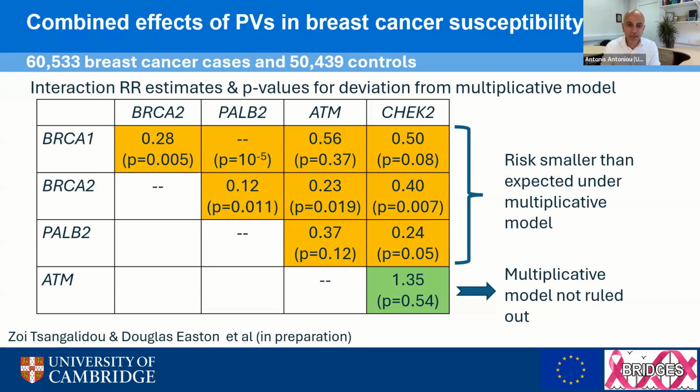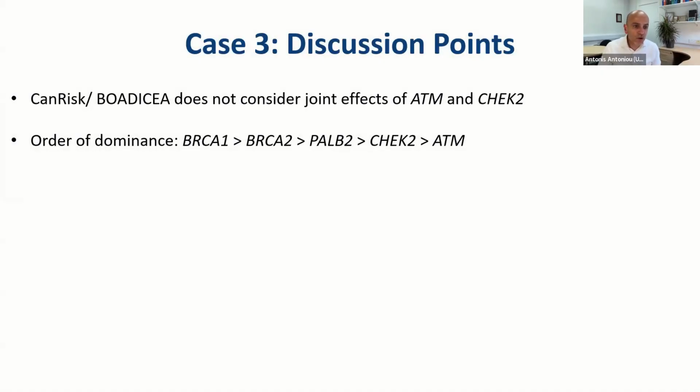So someone who carries an ATM and a CHEK2 variant, the risk will be much higher compared to carrying only one of those pathogenic variants. But unfortunately, when we developed CanRisk, this data were not available to model the joint effects. So it assumes a dominant model, and the order of dominance is what's shown here. For example, if someone carries PALB2 and a CHEK2 variant, the risks assumed in the model will be according to PALB2. And if someone carries a CHEK2 and an ATM variant, the risks will be according to the CHEK2 variant.